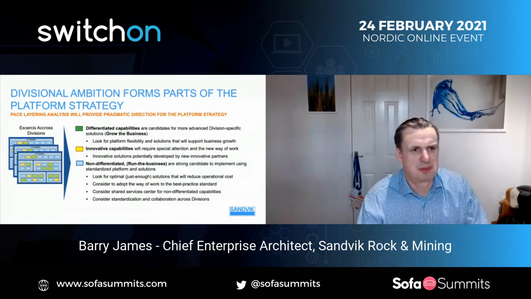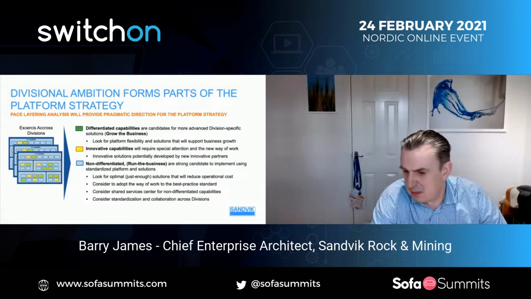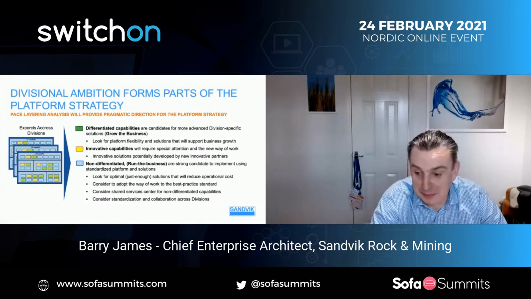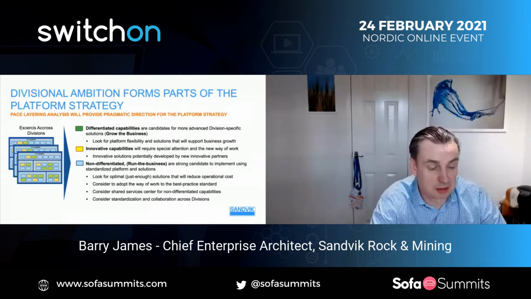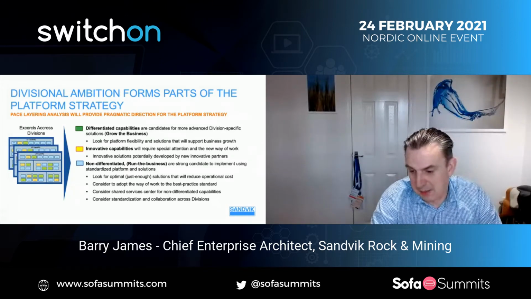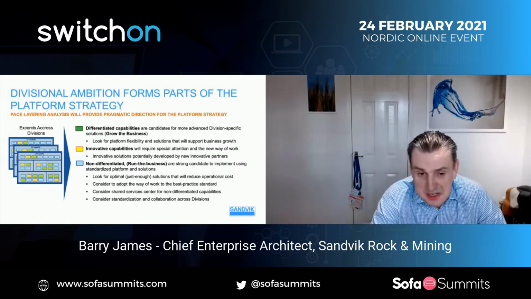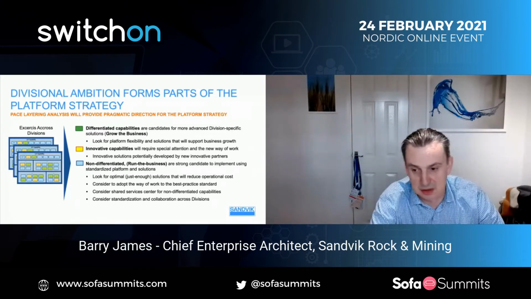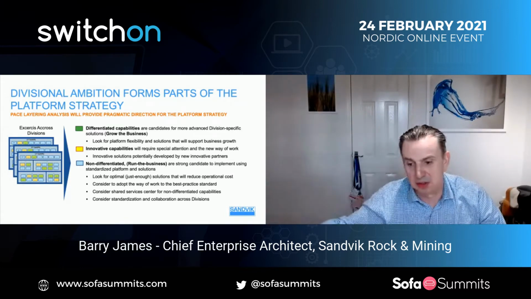The starting point was actually what's the ambition of our divisions. So this may not be new to many of you, this pace layering model, but actually it was an important exercise that we did with our divisions, again, starting from business capabilities. So actually taking this business first approach and then understanding what the impact is on technology and process.